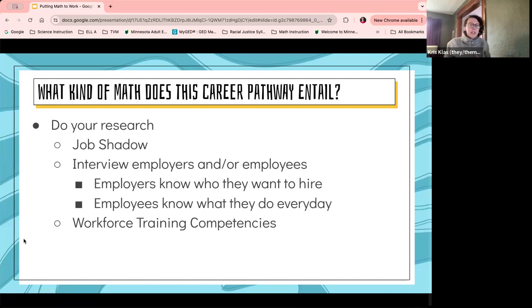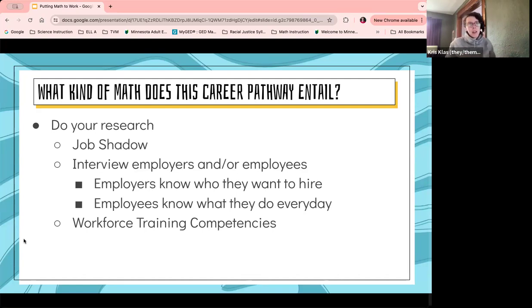Workforce training competencies are another place that you can look. A lot of industries have training materials or even standards, just like we do, but for their employees. I did the IET cohort, I think last year, and it was really interesting to see these long lists of standards that are already done for us. We just have to know where to look for them to figure out what their employees need to know.